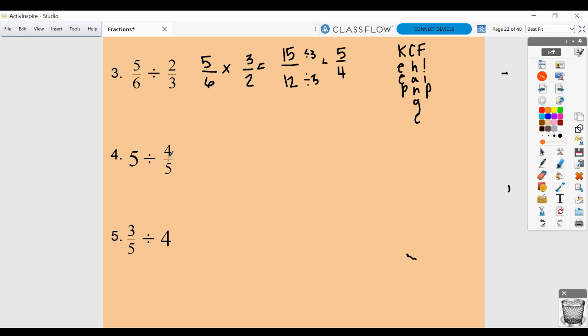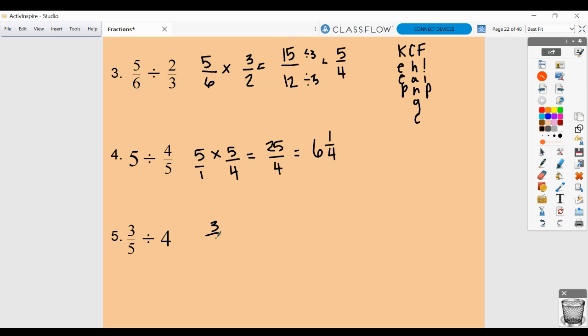Okay, number 4, 5 divided by 4/5. I'm going to keep the first fraction, change it to multiplication, flip the second fraction. And remember, you can always put a whole number over 1. So when you multiply, 5 times 5 is 25 over 4. You can't simplify that, but you can make it into a mixed number. So you should get 6 1/4.